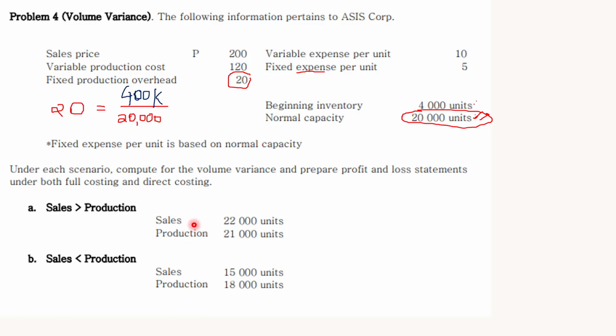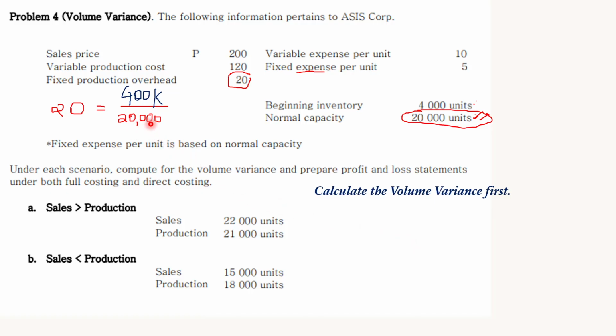Okay? Under each scenario, compute for the volume variance and prepare a profit or loss statement under both full costing and direct costing. By the way, full costing is just another word for absorption costing, and direct costing is just another word for variable costing. I hope that one is clear. So I'm going to calculate the volume variance for scenario A, and then you will do it on your own for scenario B.